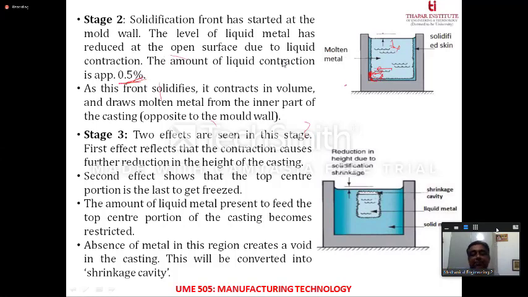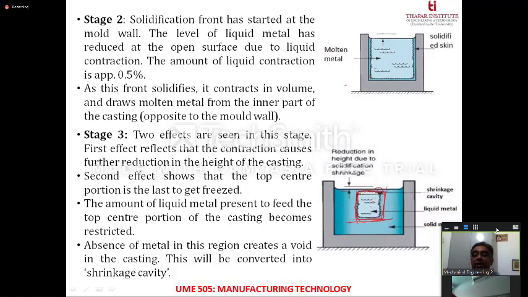Now the third stage. What happens in the third stage? The third stage basically takes place under two circumstances. The first circumstance reflects the contraction which is caused by further expansion of the solidification front. Now the solidification front has extended to this part. This is the solidification front that has been developed. So solidification has taken place from the top, from the sides, and from the bottom. So now this is the liquid metal that remains.